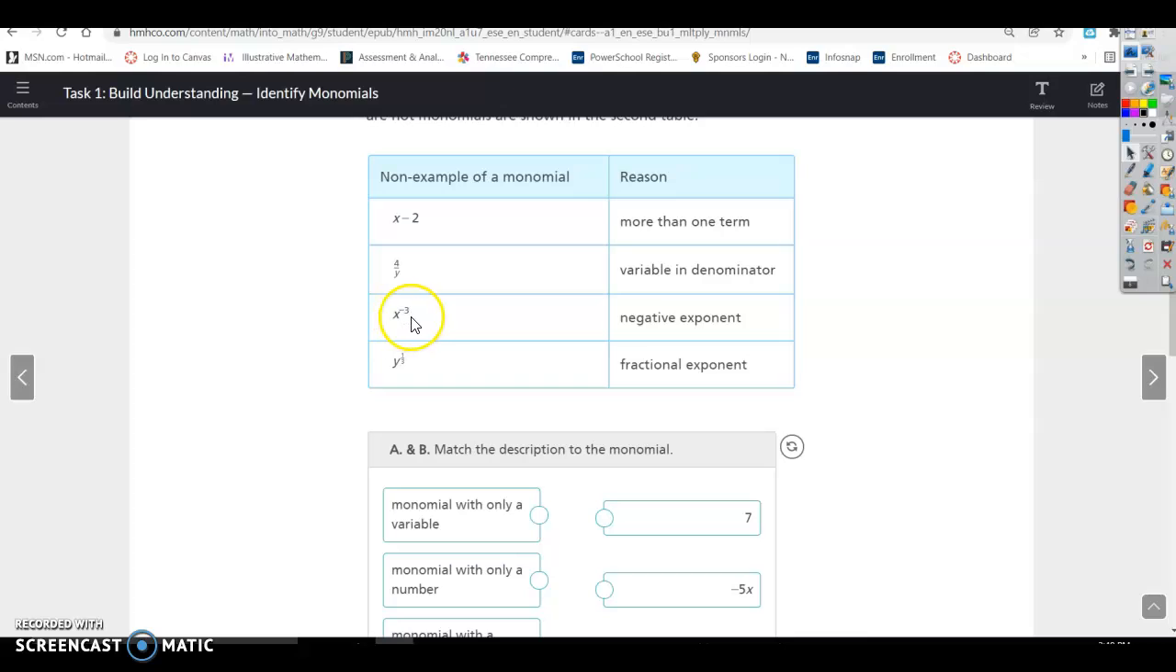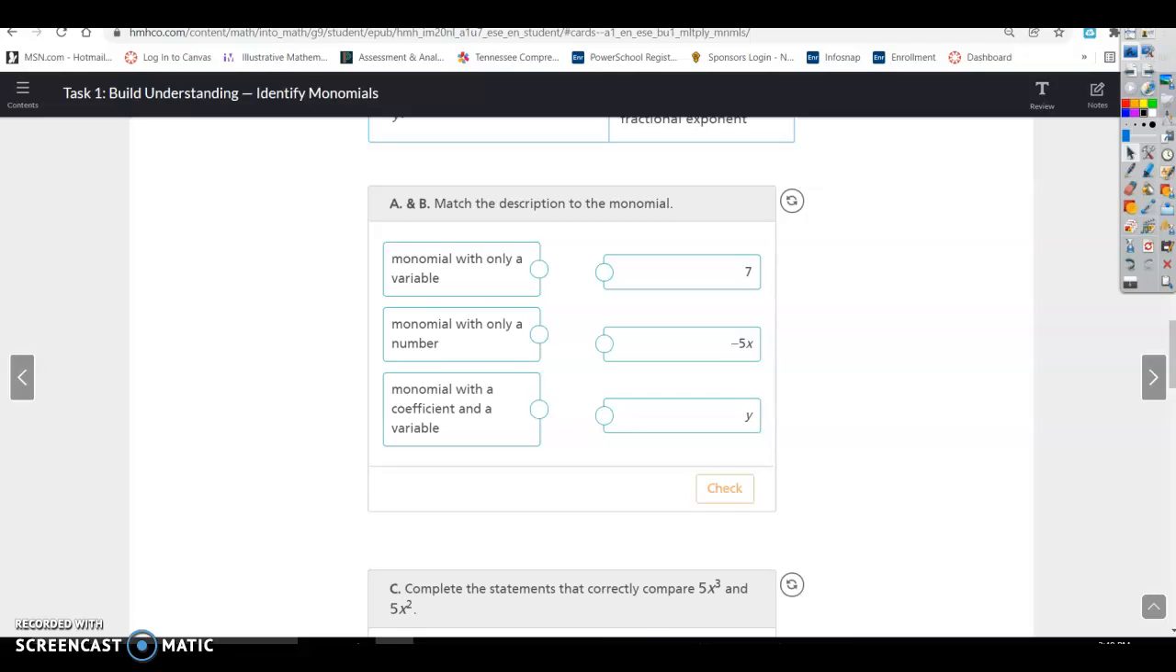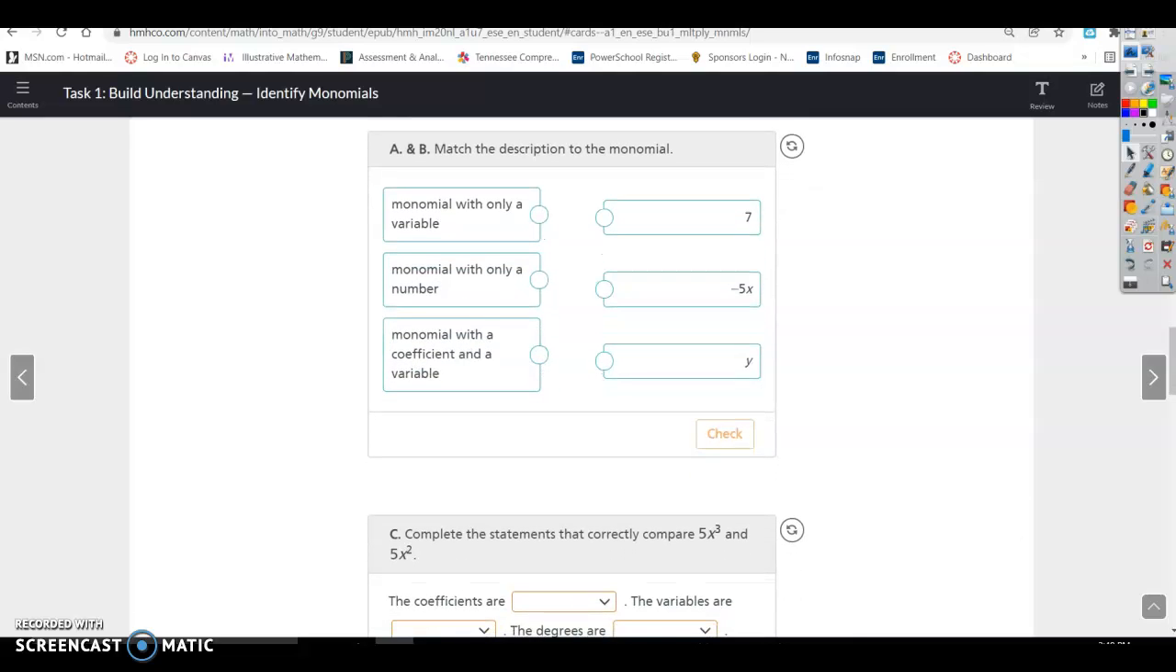x to the negative third power, because it's a negative exponent, can be rewritten as 1 over x to the third, which moves the variable to the denominator. So therefore, negative exponents are not considered monomials either. And then fractional exponents. So y to the 1/3 power, 1/3 is a fraction, so that is not a monomial as well.